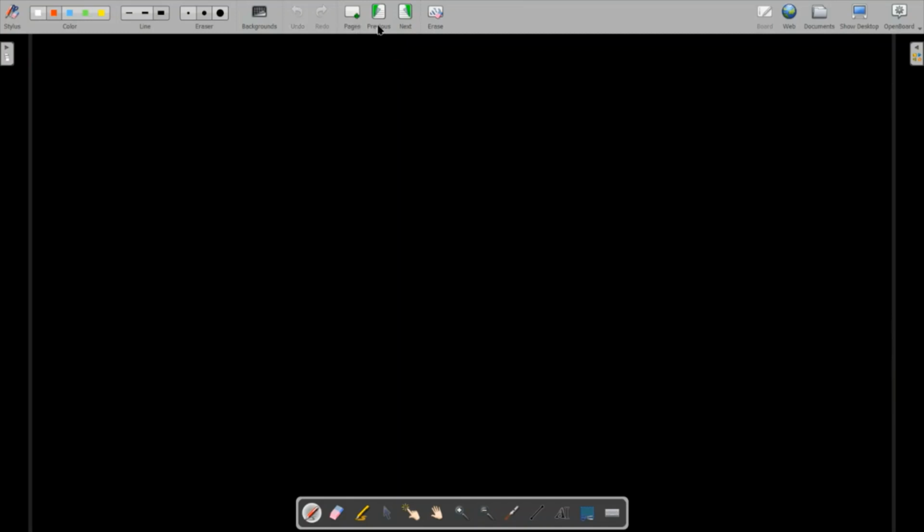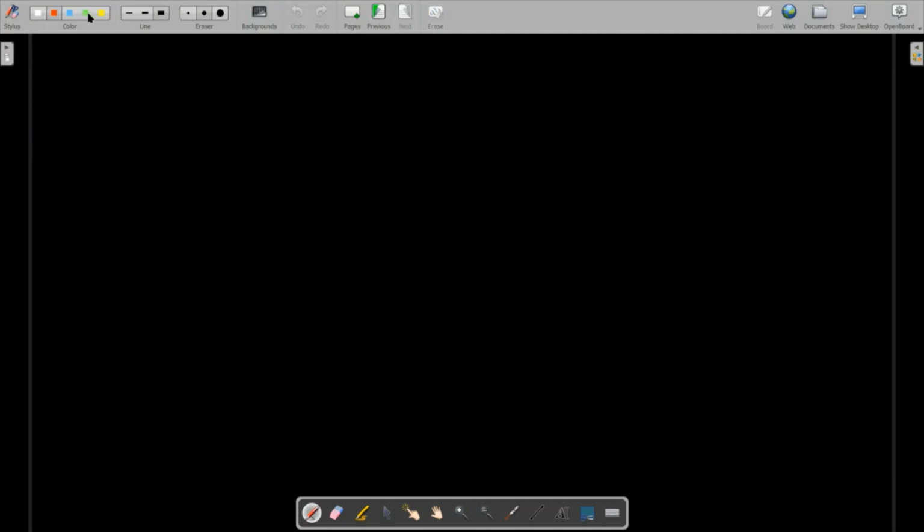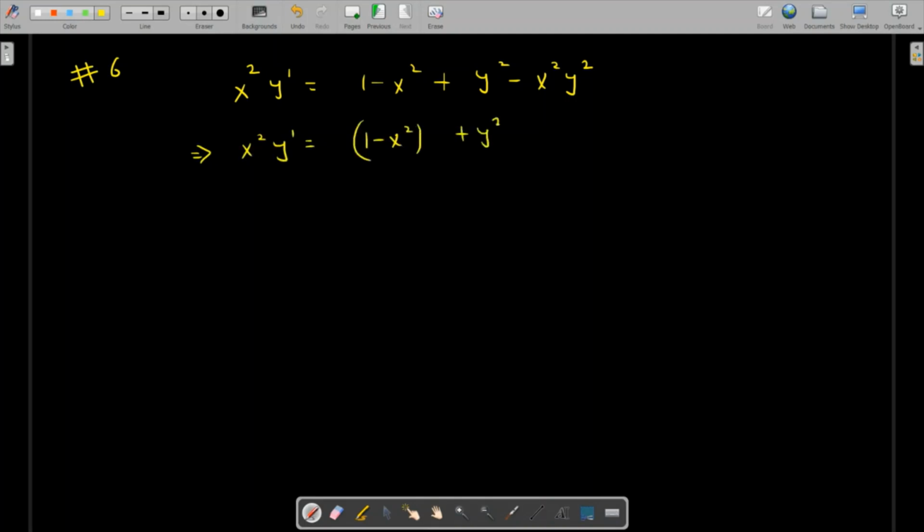Let's talk about another one. I think this is number 6, the last example which we are taking in the separable. So it's x squared y dash is equal to 1 minus x squared plus y squared minus x squared y squared. Taking a glance at this particular question, it doesn't really look like separable. So we have to make some efforts to first simplify it, and let's see if we can convert that into separable. So let's take y square as a common factor from here.